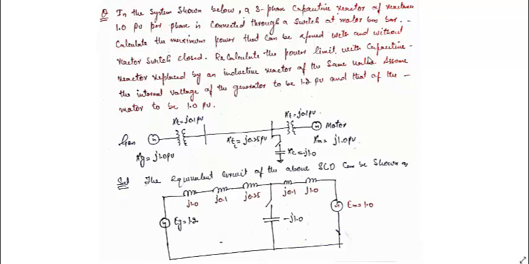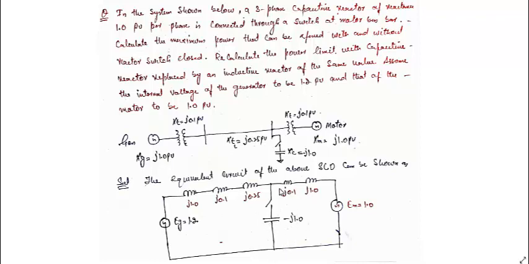Recalculate the power limit with the capacitive reactance replaced by an inductive reactor of the same value. Assume that the internal voltage of the generator is 1.2 per unit. This is given as 1.2 per unit. And that of the motor is 1.0 per unit. So this is 1.0. All the values are given. This is EG, this is j1.0, this is j0.1, this is j0.25, this is j0.1, this is 1.0, this is also 1.0, this is minus j1.0, and it is used as a capacitor.